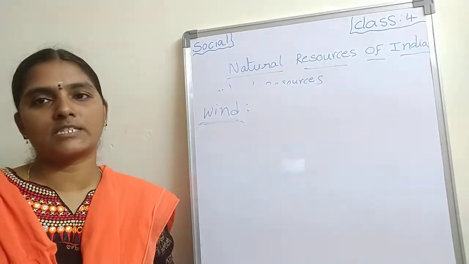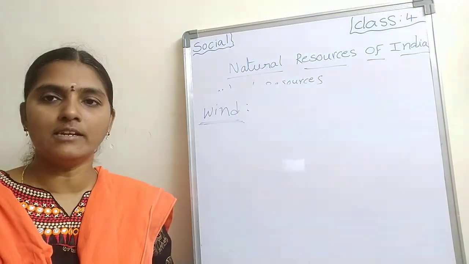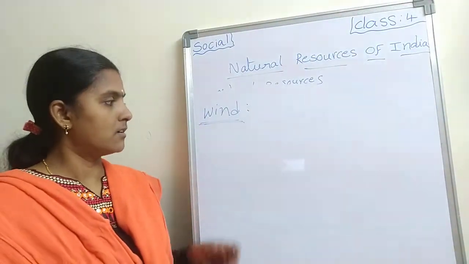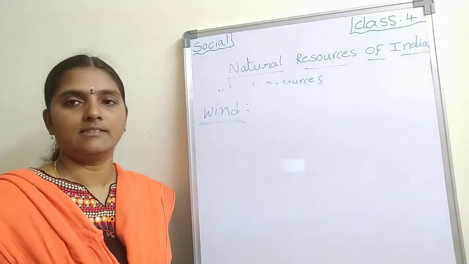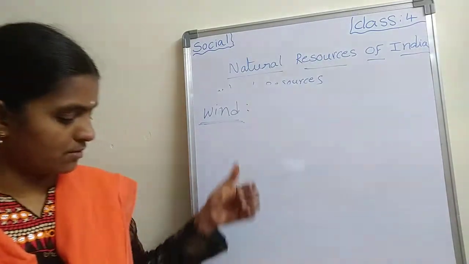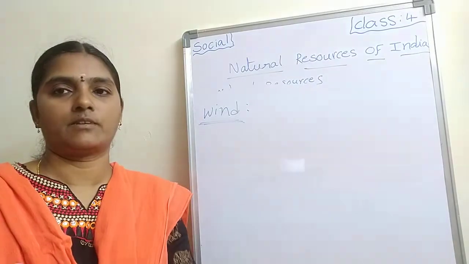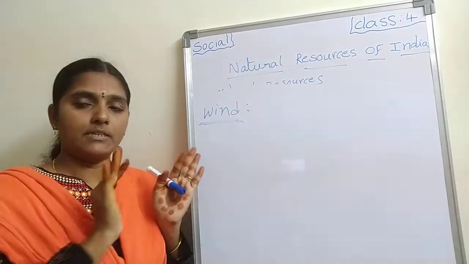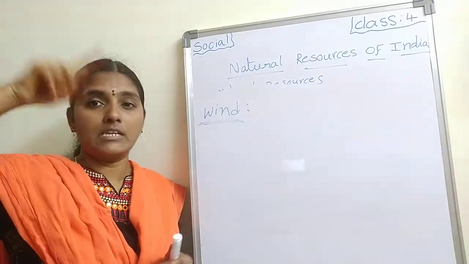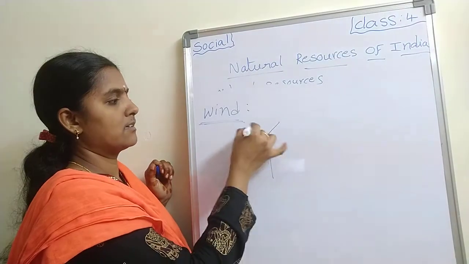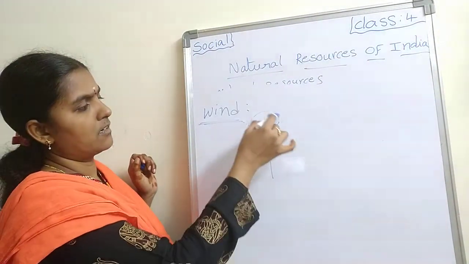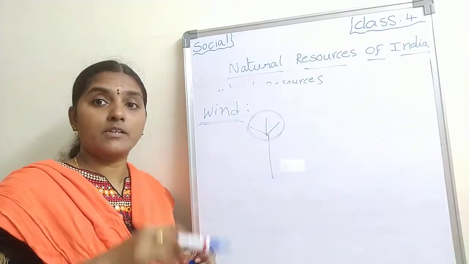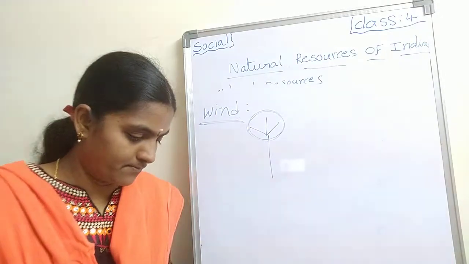Wind is another important natural resource. Windmills are used to create energy from the movement of the wind. The wind rotates the wheel. For example, see here. The movement of the wind is used to create energy.